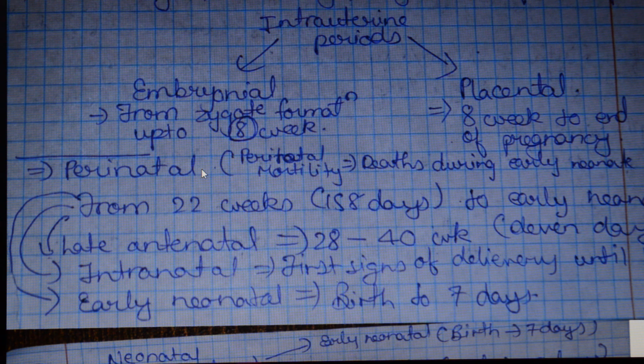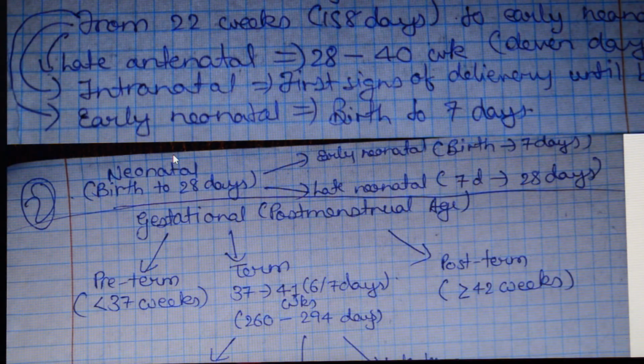The neonatal period can also be divided into two parts, the early neonatal period and the late neonatal period. The early neonatal period is from birth to the first week, that is the 7 days. These are critical days, as the baby is just coming out from the mother's uterus. The late neonatal period is from the 7th day to the 28th day, the first month.